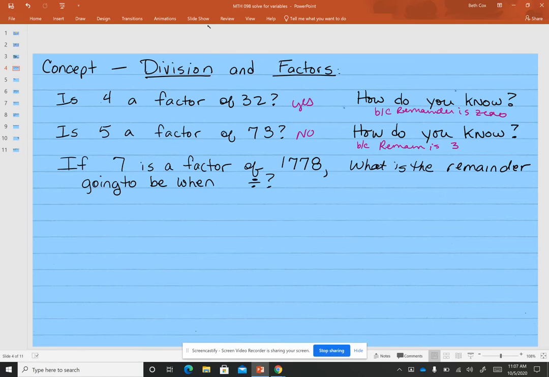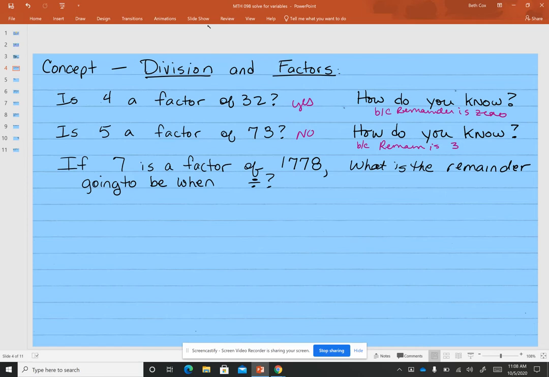So now, the remainder from a division problem will tell us whether a number goes into it or not. It tells us a little bit more than that when it comes to polynomials, and we'll get more to that in a minute. So now, for this third question, it says if 7 is a factor of 1778, what is the remainder going to be when we divide?